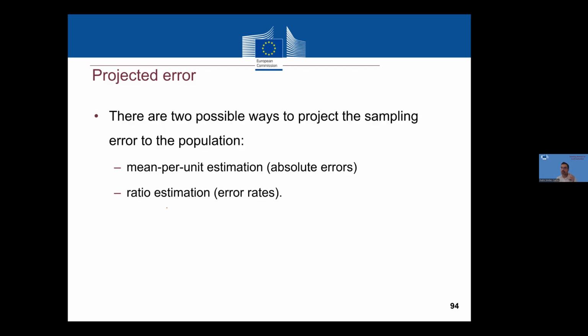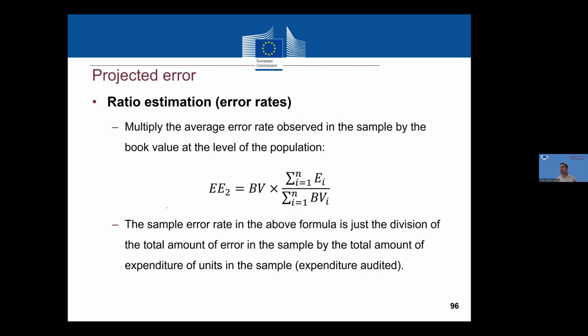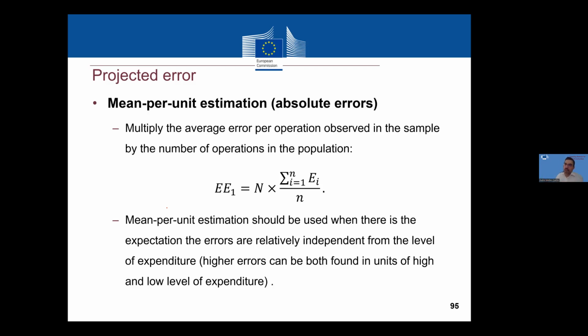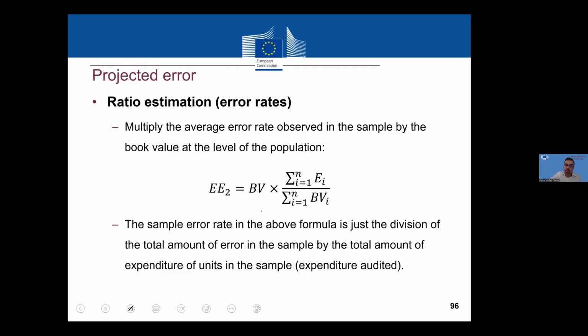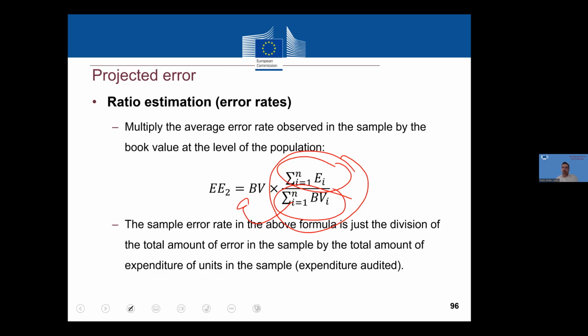Now, projected errors. Either you use mean per unit or ratio estimation. Under mean per unit estimation, we use the absolute errors, and under ratio estimation, we use the error rate. So what does it mean? Under mean per unit estimation, you calculate the average error in the sample. Basically, you sum all the errors in the sample, divide by the sample size, and multiply by the population size. Under ratio estimation, you calculate the error rate, which is the error found in the sample divided by the audited expenditure. Here E represents the errors and BV the book values, and you multiply the error rate by the book value of the population. So there are 2 different ways to project the error: either the average error multiplied by the population size, or the error rate multiplied by the population book value.